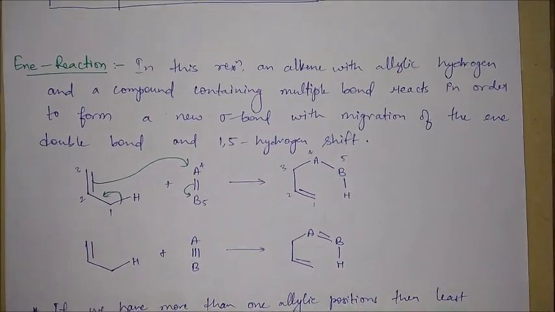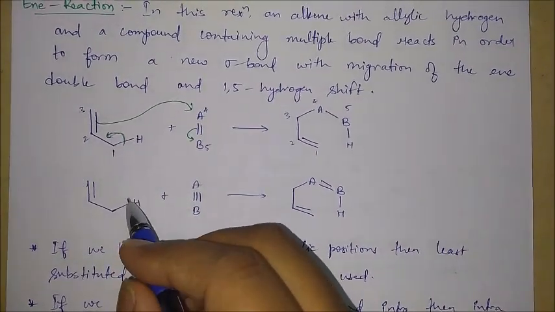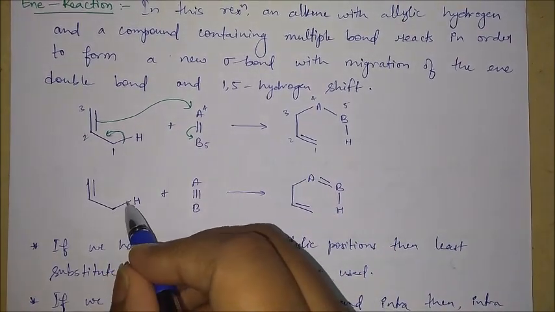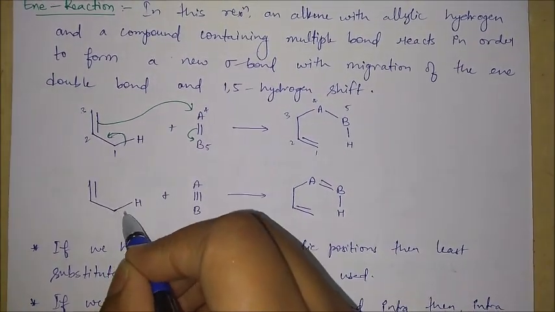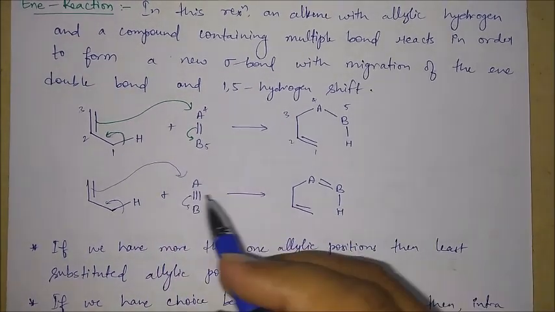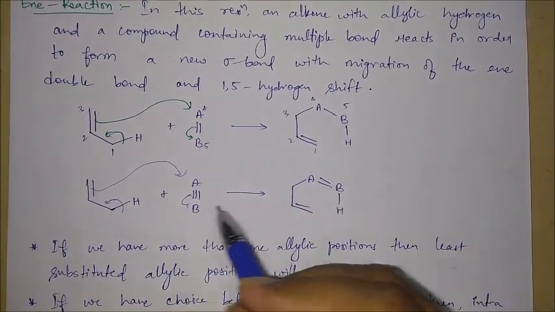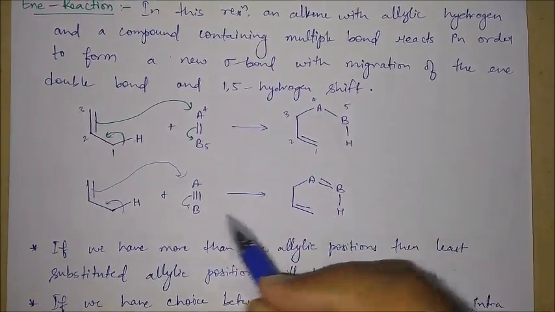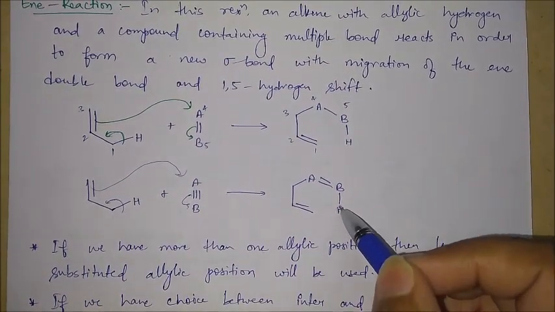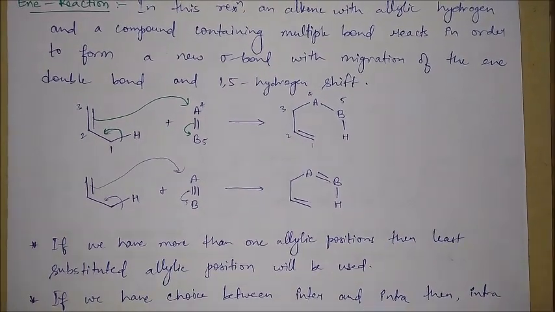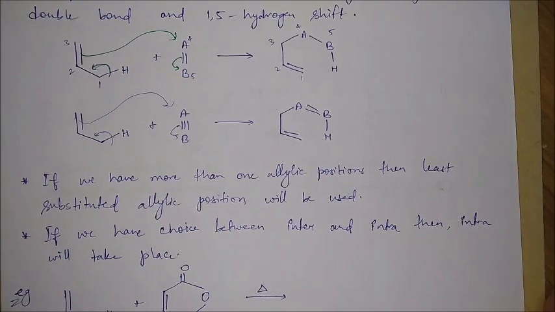Now again you can see the same thing is happening over here as well, where you have this alkyne, and here also you will have the allylic hydrogen. So this bond will shift here, and this will move here and this will move like this. Now between A and B you will have a double bond, because 3 bonds were there, 1 is reduced, so you are getting just 2 bonds, and this hydrogen will get shifted to be attached to B. So you have a 1,5 hydrogen shift. So this is generally your ene reaction.